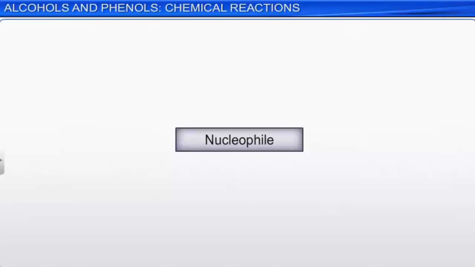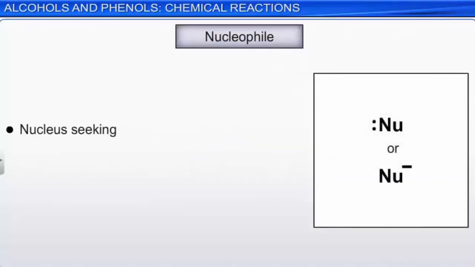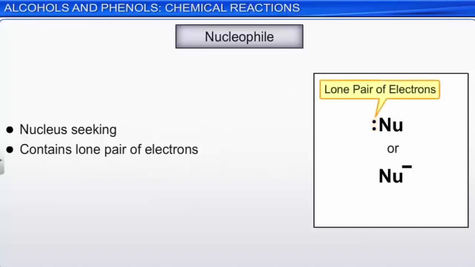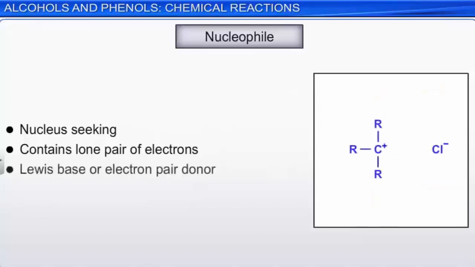We'll start with the term nucleophile. The word nucleophile means nucleus seeking. In other words, a nucleophile typically has a lone pair of electrons or negative charge that it can use to make a covalent bond. A nucleophile can be described as a Lewis base or an electron pair donor. The chloride ion shown here is an example of a nucleophile.